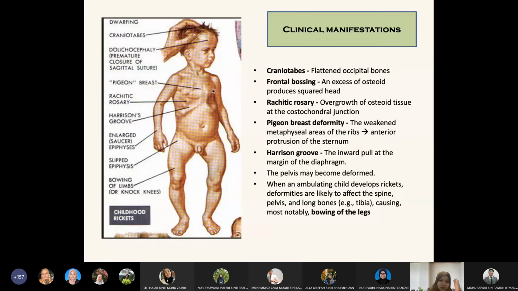And then pigeon breast, which is like an anterior protrusion of the sternum, because the metaphyseal areas of the ribs will be weakened, so that's why they protrude to the front. Then they can have a Harrison groove here because of the inward pull of the margin of the diaphragm. And then the pelvis will be deformed, and when they stand up, they can have bowing of the legs. So these are the features of rickets.